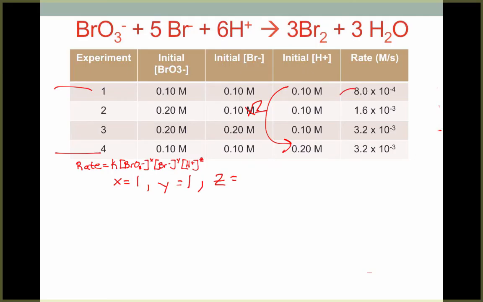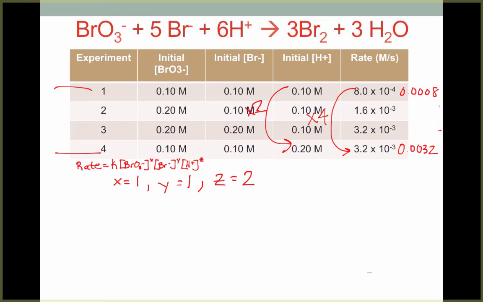Taking a look at our rate in this case, however, from trial 1 to trial 4, it actually quadruples from 0.0008 to 0.0032. 8 times 4 is 32. Therefore, since our rate is proportional to the square of our concentration, then our order in this case must be 2. It's second order in H plus.